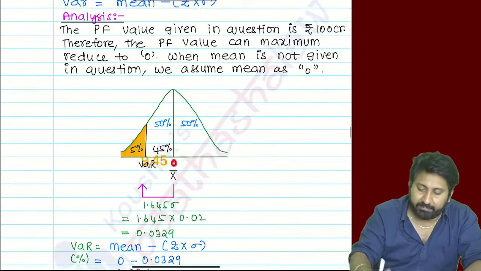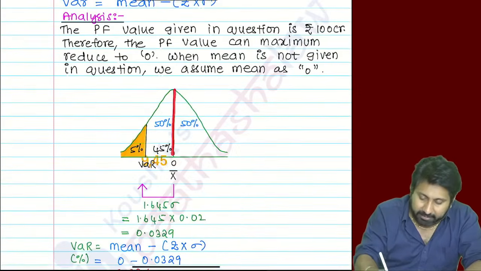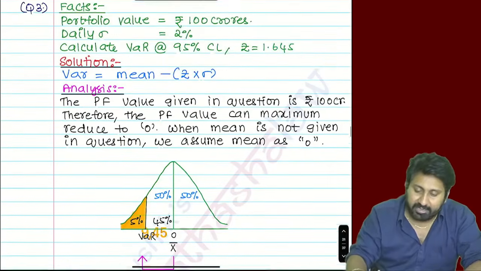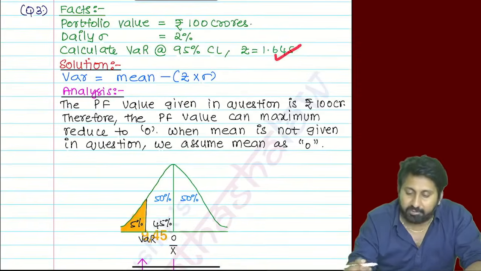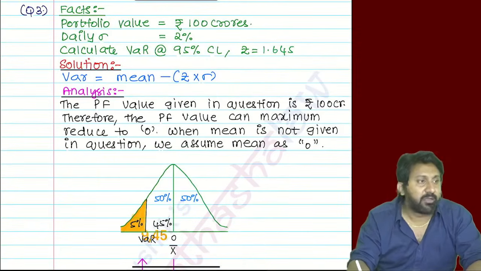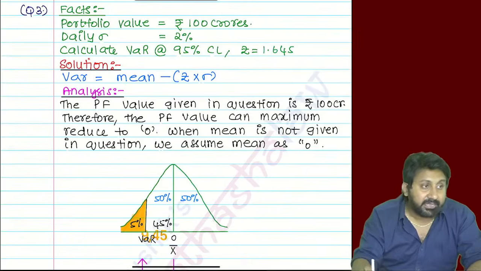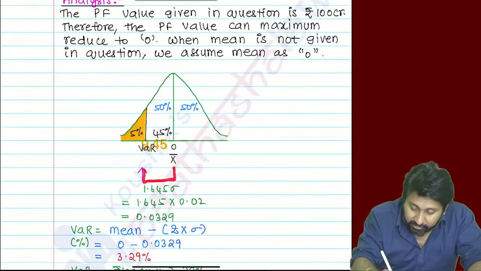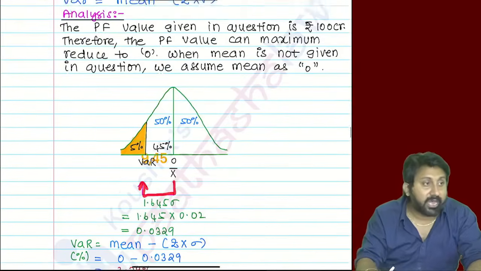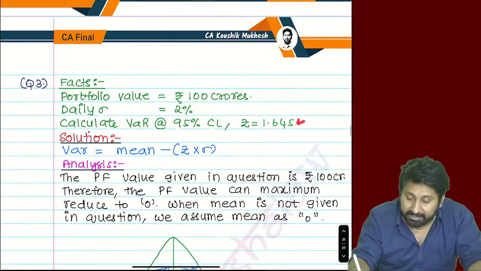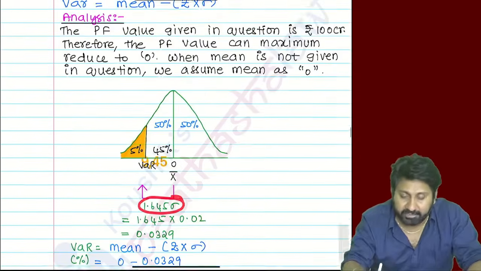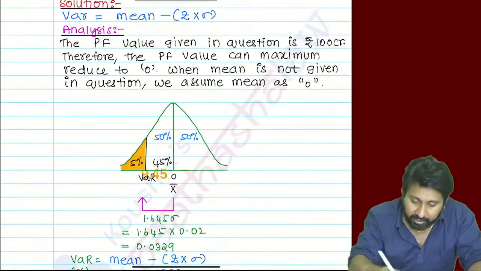95% confidence level means 5% risk level, this part. Now the question is, they have given Z value as 1.645. What is this 1.645? This is the Z value from mean to target number. From here till here the Z value is 1.645. So tell me, VaR equals how much?